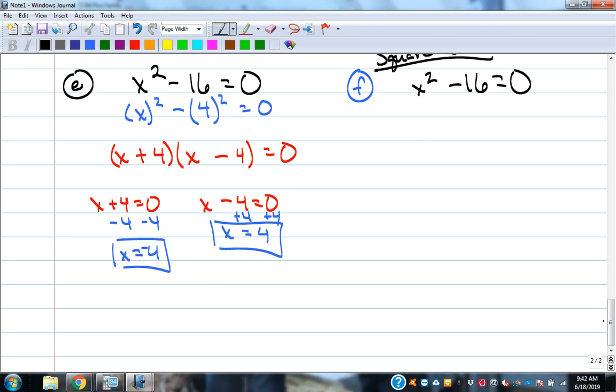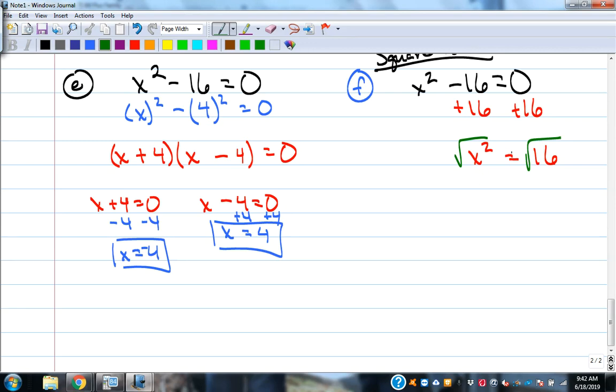The difference in solving by square roots and factoring is that it doesn't need to be equal to 0. You try to get the x squared by itself by just adding 16. We get x squared is equal to 16. The next thing that you would do is take the square root of each side. Once you get the x squared by itself, you take the square root of each side.